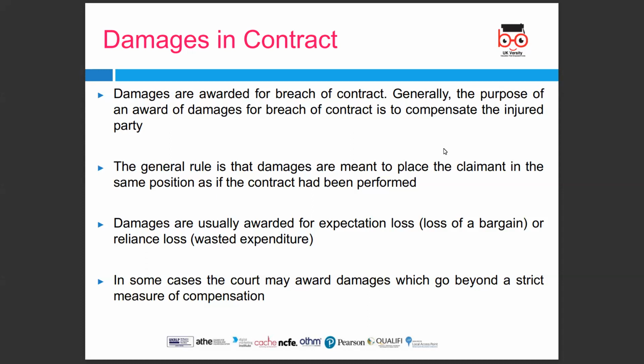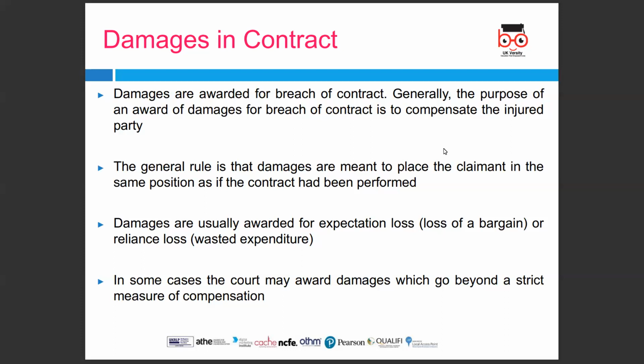The case of Photo Production Limited and Securicor Transport Limited 1980 explained the basis of the remedy of damages, and Lord Diplock in this case identified two different types of damages. Firstly, he identified compensatory damages and then non-compensatory damages, and we'll be going through each one so it's clear which one deals with what.